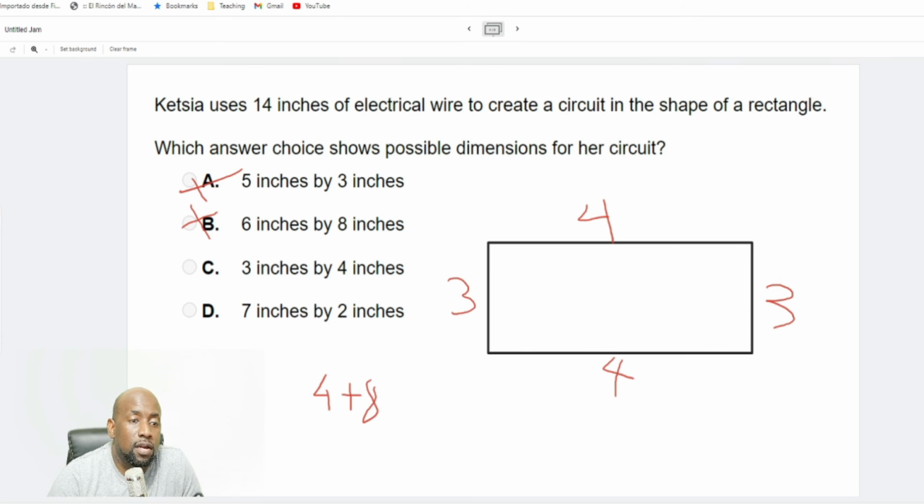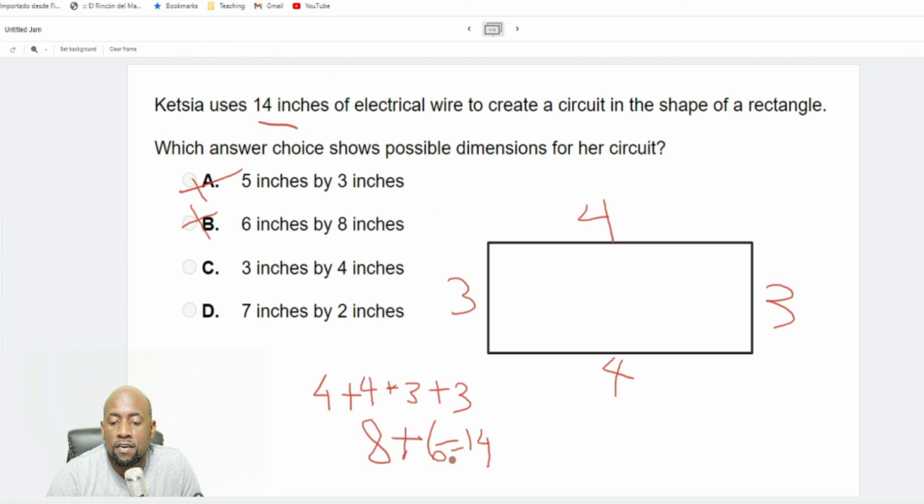Why am I writing? I'm writing ahead on my words. 4 plus 4 plus 3 plus 3. 8 plus 3 plus 3 is equal to 6. 8 plus 6, 14. So I think we got our answer here. It's 14. 14 inches, 14 here. So this is the correct answer. We will not continue with this because we know we have found our correct answer, but you can do it just to make sure that you have the right answer.